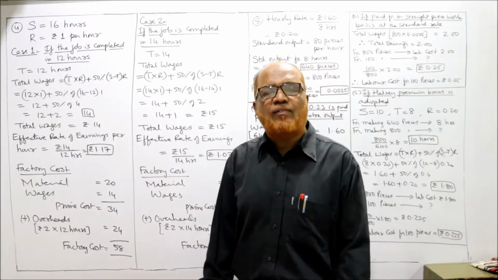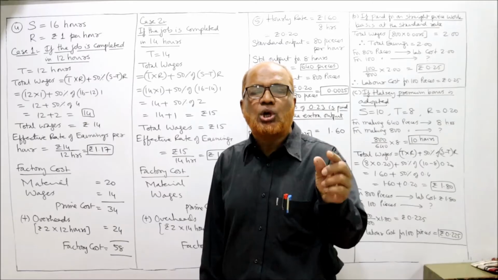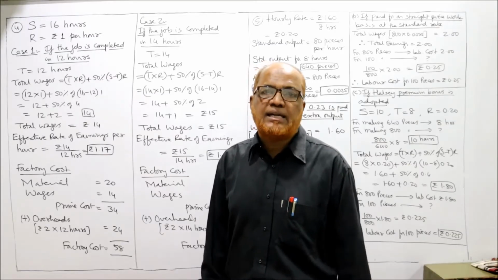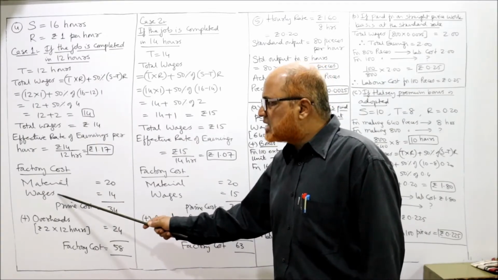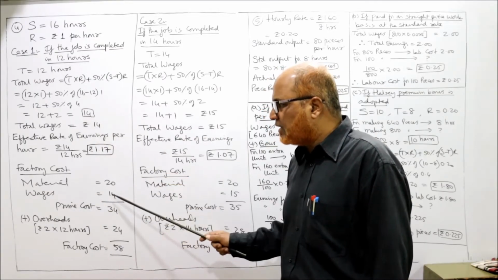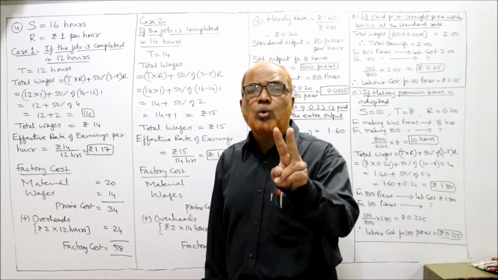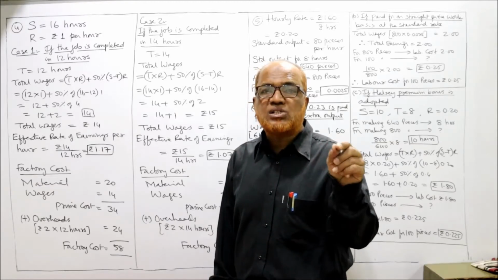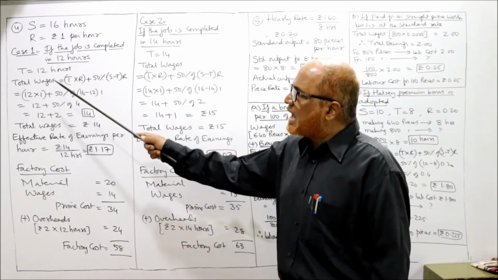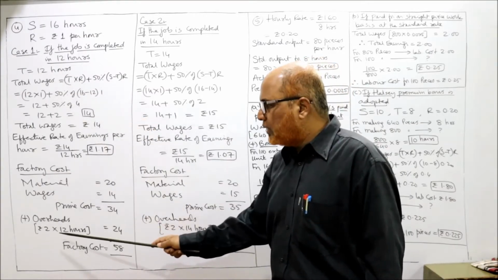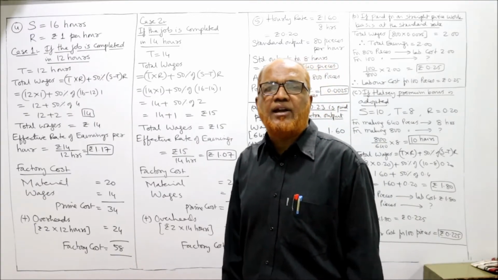Now it is asking you to calculate the factory cost. For factory cost, first material plus wages will give the prime cost. To prime cost we add the overheads to get the factory cost. Material is given in the problem, 20 rupees. Wages we have just calculated, 14 rupees. So prime cost is 34. Overheads are given in the problem as 2 rupees per hour worked. How many hours has he actually worked? 12 hours. So 2 into 12, 24 rupees are the overheads. The factory cost comes to 58 rupees.